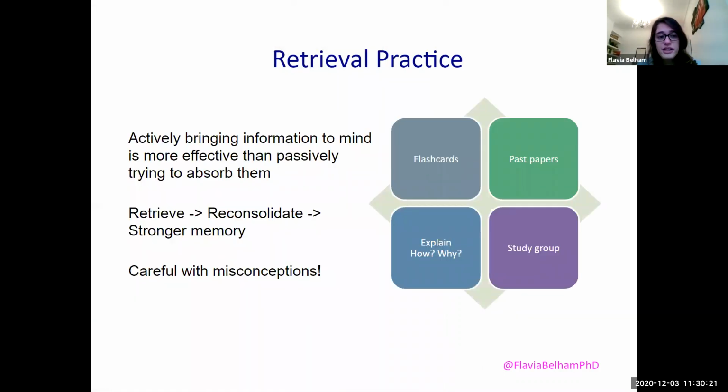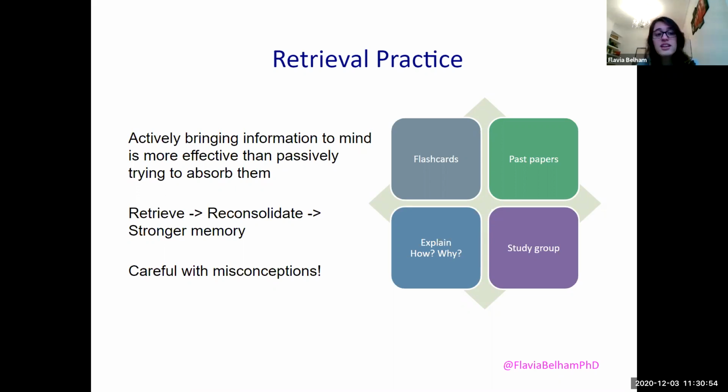So these are the effective learning strategies. And I have 3 of them that I think are the most important ones. First one is retrieval practice, which is actively bringing information to mind. That's more effective than passively trying to absorb the information. So if you answer questions, if you use flashcards, past papers, if students explain why and how things happen, they understand that information and they memorize it better than if they're just reading a book or watching a video passively. So the more you bring things back to mind, the better you understand and remember that information.